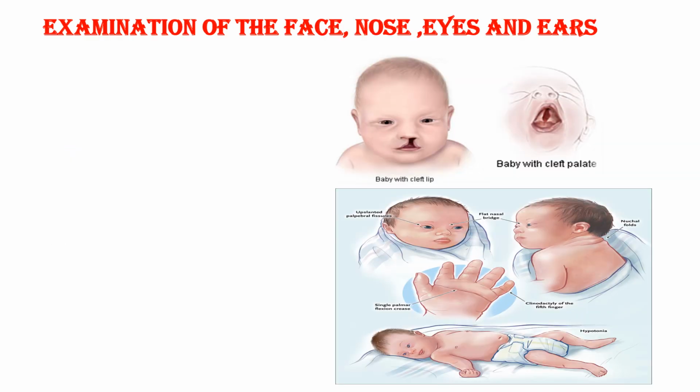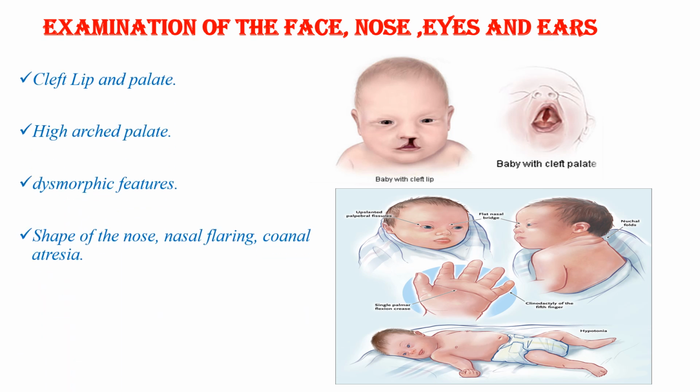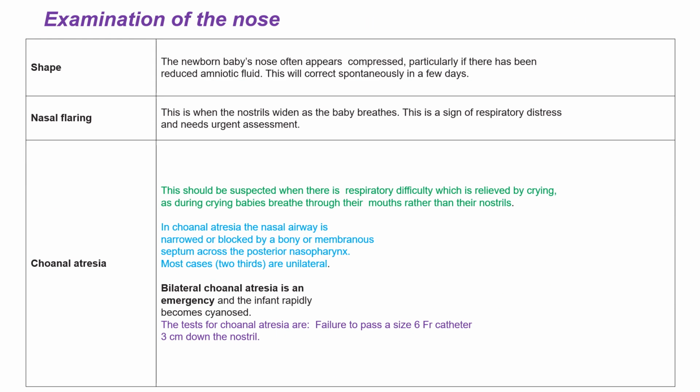The next is examination of the face, nose, eyes, and the ears. We should check for the presence of cleft lip and the cleft palate, high-arched palate, any dysmorphic facial features, shape of the nose, nasal flaring, and the choanal atresia. To discuss them specifically, we should examine the shape of the nose. The newborn baby's nose often appears compressed, particularly if there has been reduced amniotic fluid. This will correct spontaneously in a few days.